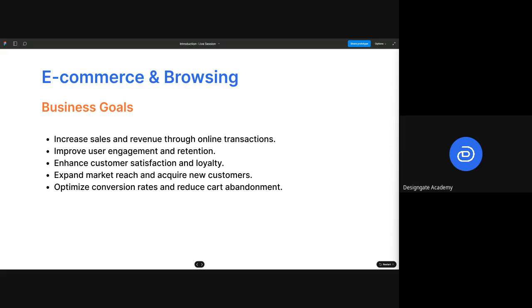they create their own list, and then they promote these things to their audience, right? When those kind of things come up, you are the one designing the entire experience for that particular product. Are you getting it? So you are going to design it so that when people come, they can easily onboard and then start making use of those features. And at the end of the day, this will lead to what? Increased sales and revenue. You also have enhancing customer satisfaction and loyalty, expanding market reach and acquiring new customers, and also optimizing conversion rates and reducing cart abandonment.